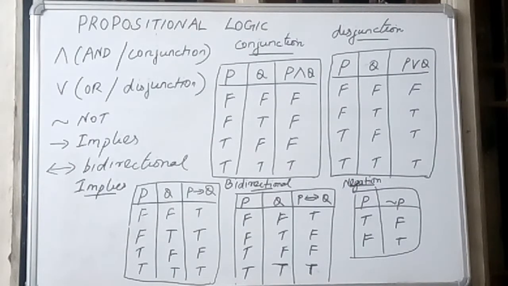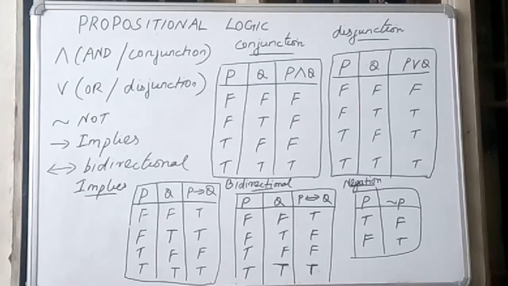And next one is bidirectional. Bidirectional means P implies Q as well as Q implies P. In this case, the first two values, that is P and Q, are false, meaning automatically the resultant value is true. In the case where P is false and Q is true, automatically it is false. And when P is true and Q is false, it is also false. And when both P and Q are true, the resultant value is also true.